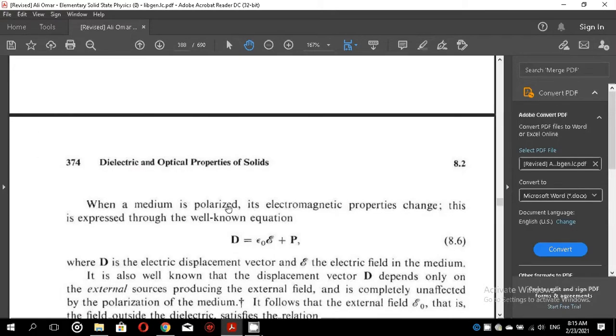When a medium is polarized, its electromagnetic properties change. This is expressed through the well-known equation, and we introduce here capital D, which is known as the electric displacement vector, and this is given by epsilon naught into E plus P, where epsilon naught is the permittivity of free space, and if this dipole is placed in a certain medium, then we will have epsilon, which will be the permittivity of that particular medium.